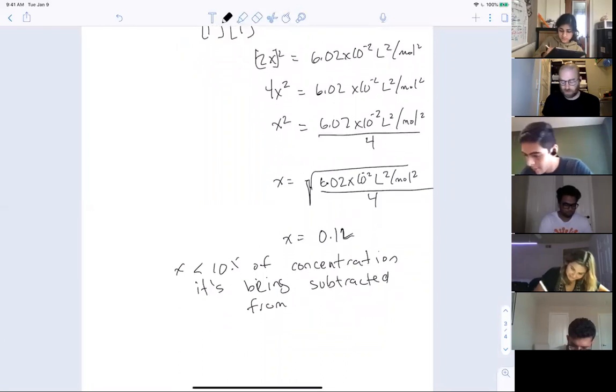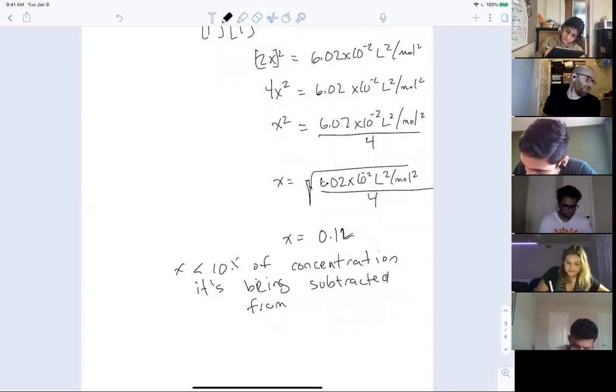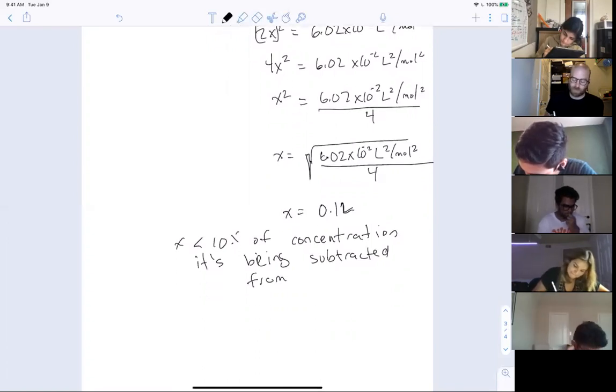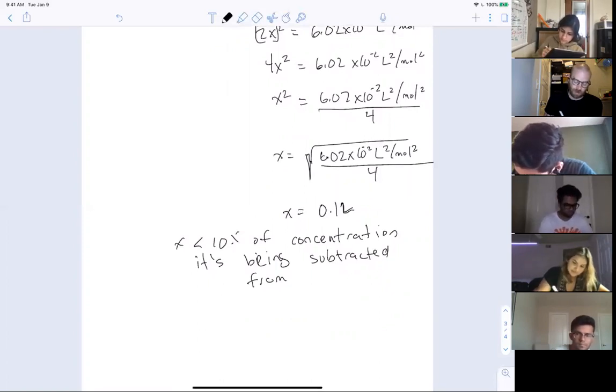So here it's 0.12. It's a little bit bigger than we want it to be. So our approximation isn't perfect. But we can take this value and plug it back in and figure out what our final concentrations are.